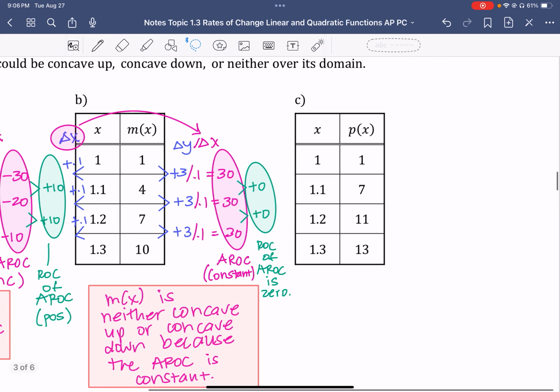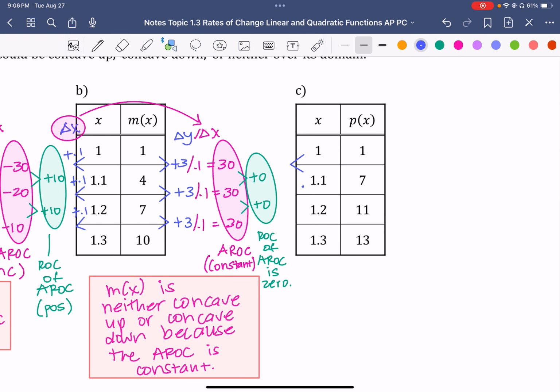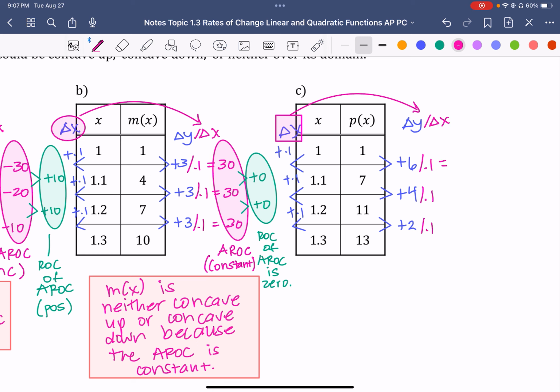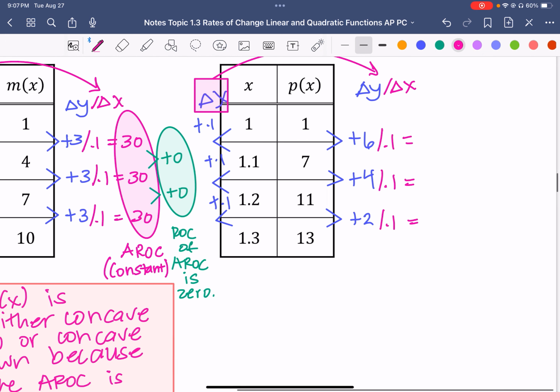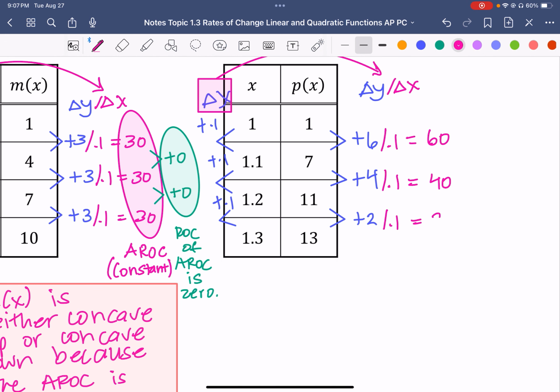Let's try another one. So I'm going to first find my changes in x and then the changes in y. For my changes in x, it's still the same thing. I'm adding 0.1. On the other side, I'm adding 6, and then I'm going to add 4, and then I'm going to add 2. And then I'm going to divide all of these numbers by my changes in x over here, which, just like the other two examples, are all 0.1, so we're just multiplying by 10. So 6 times 10 is 60, 40, and then 20. Okay, circle those, label them your average rate of change.